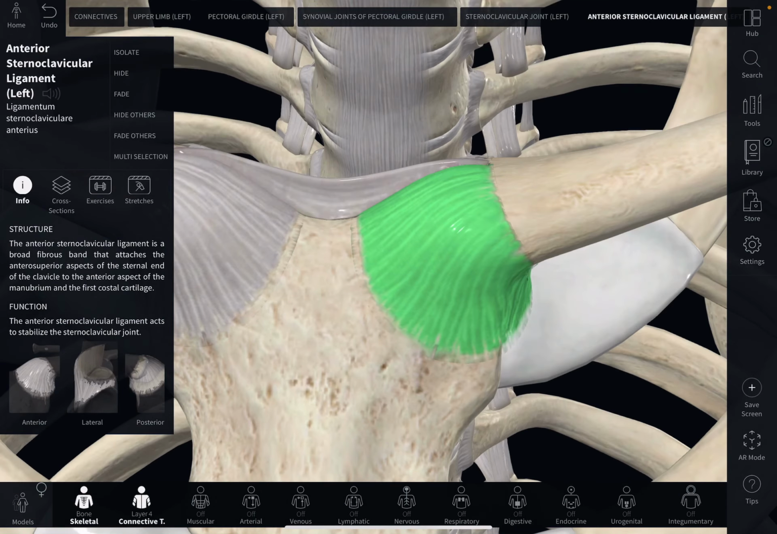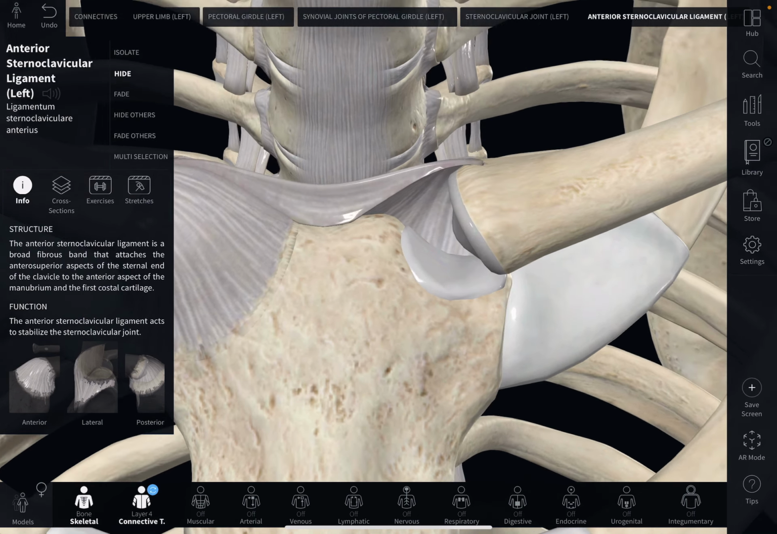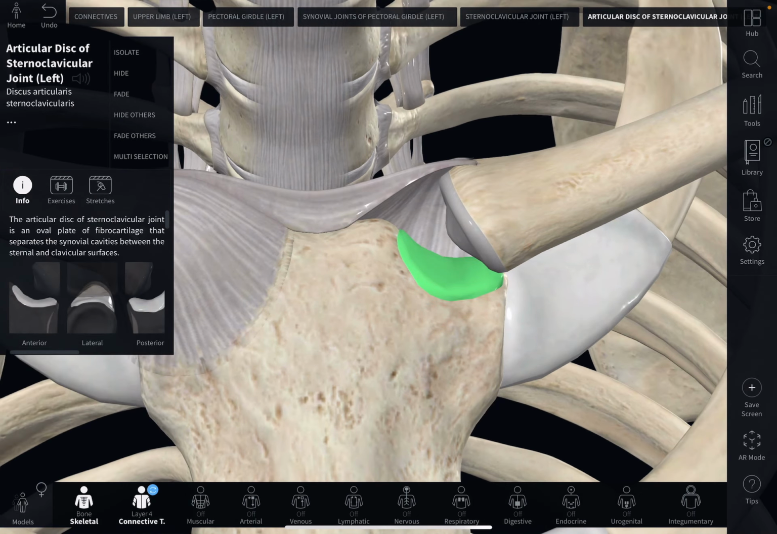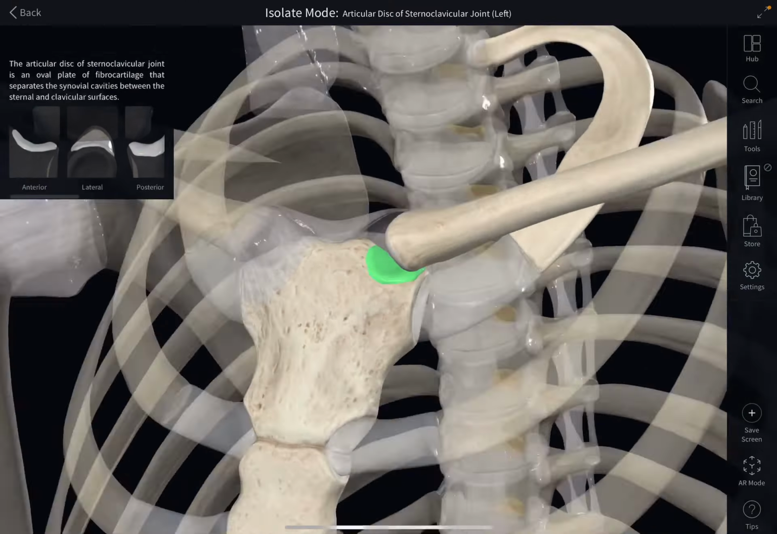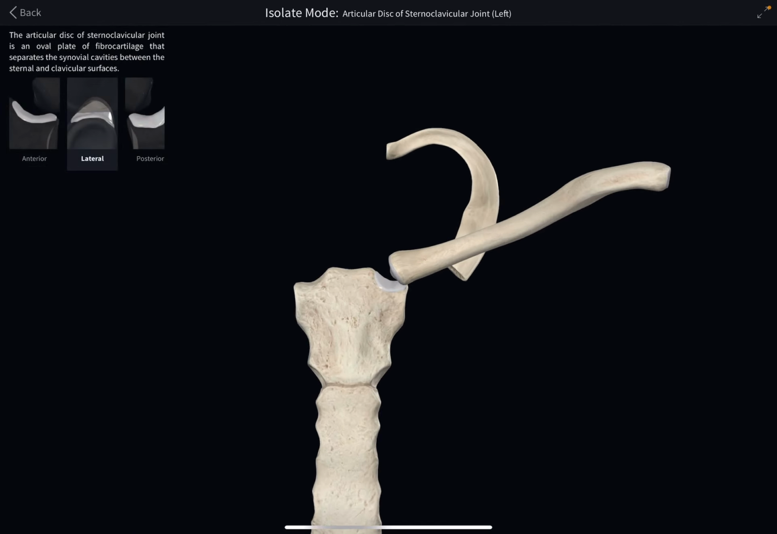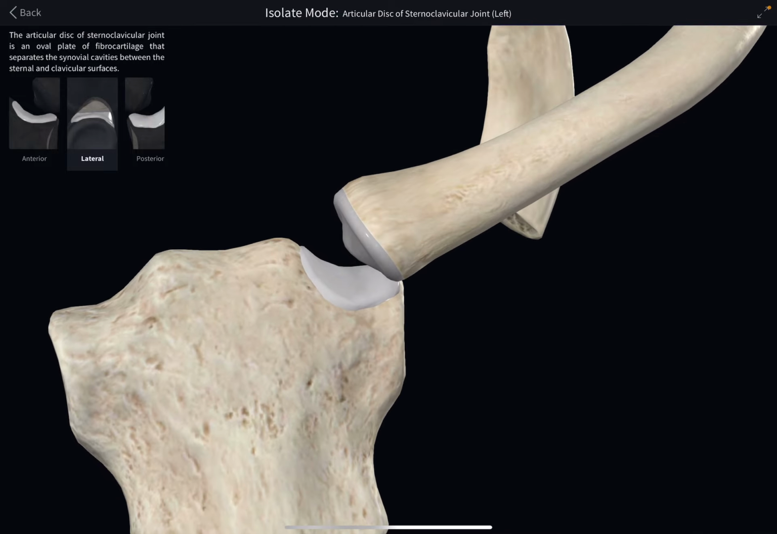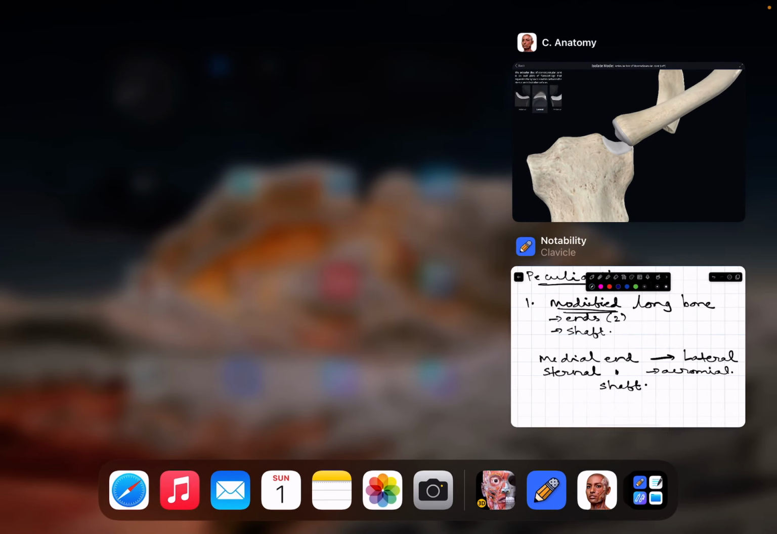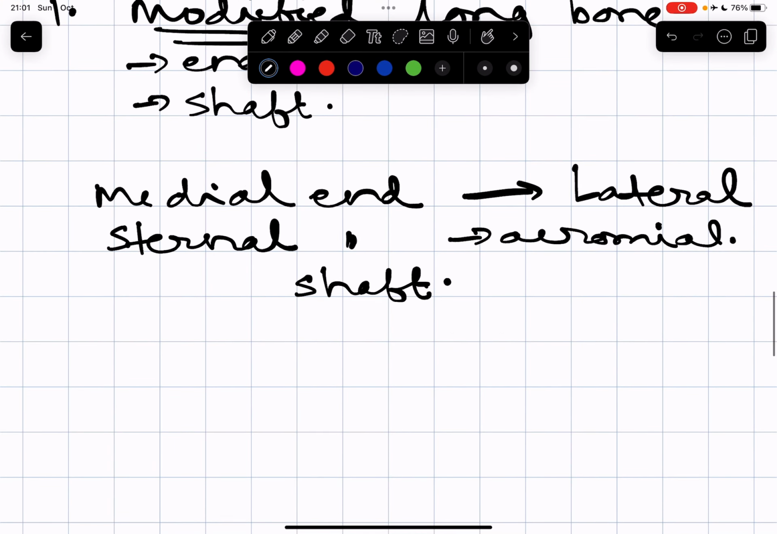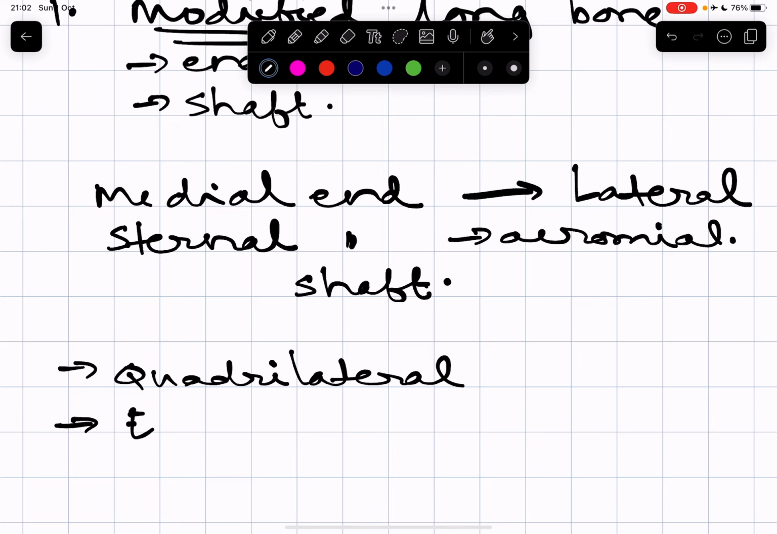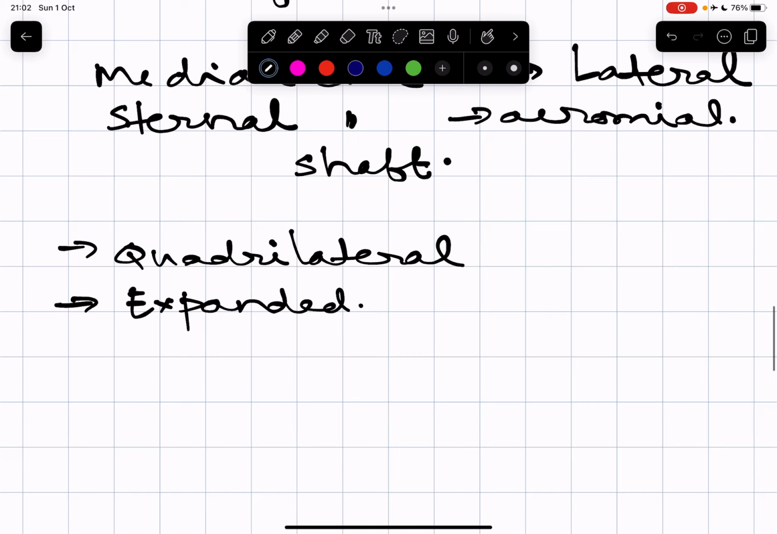And we also have something called the articular disc. Here is the articular disc of the sternoclavicular joint, this one. So these structures are attached to the medial end of the clavicle. The medial end is quadrilateral in shape, and therefore it is the expanded end. When you compare it with the lateral end of the clavicle, it is expanded and somewhat quadrilateral in shape.